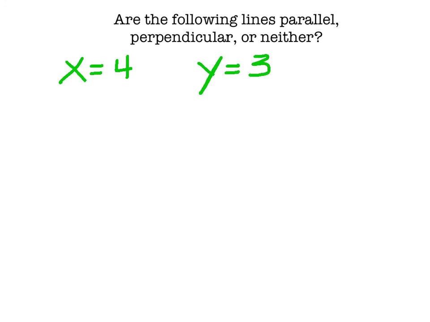This gives us a special case because we have a vertical line and a horizontal line. I just have to know that a vertical line intersects a horizontal line at a 90-degree angle, and so these two lines are perpendicular.